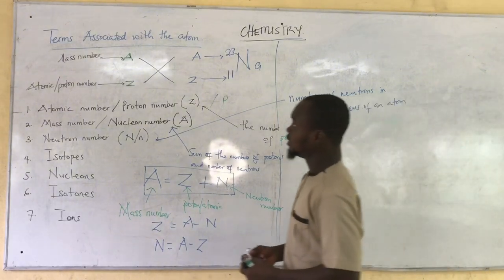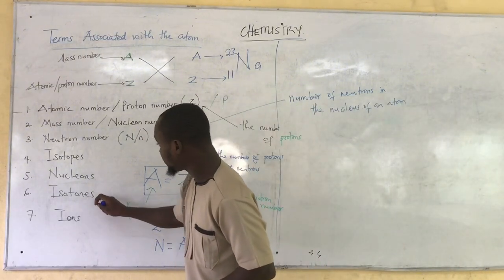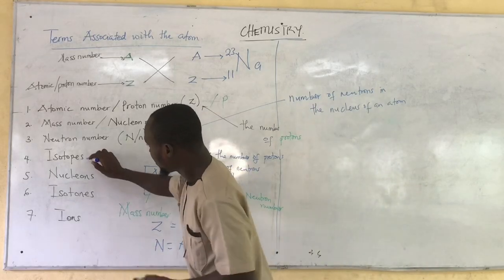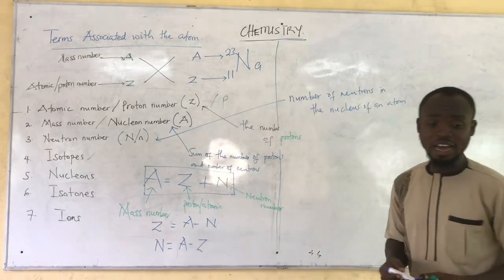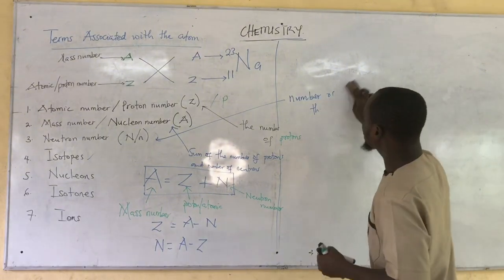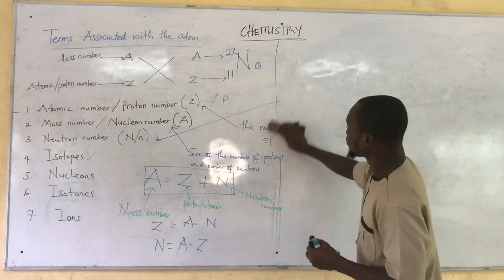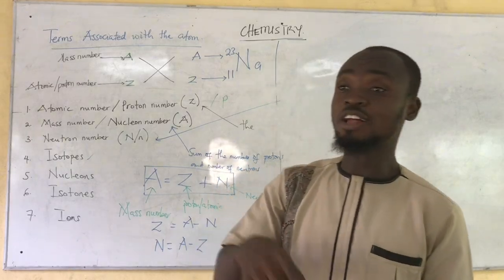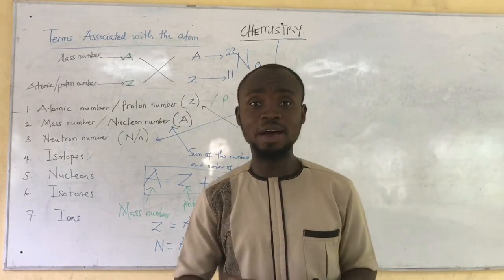Now the next terminology we need to understand here is isotopes. What are isotopes? Isotopes are atoms of the same element with the same proton or atomic number, but they have different mass numbers.